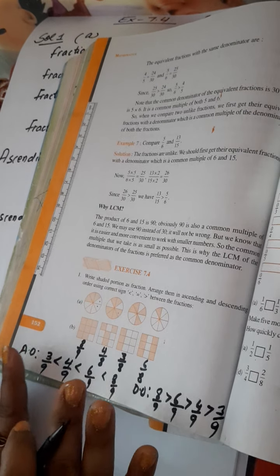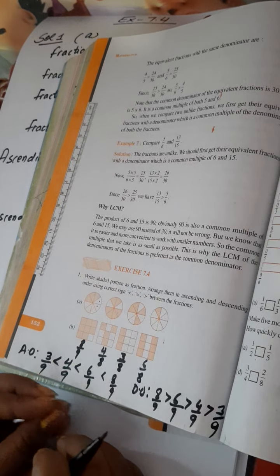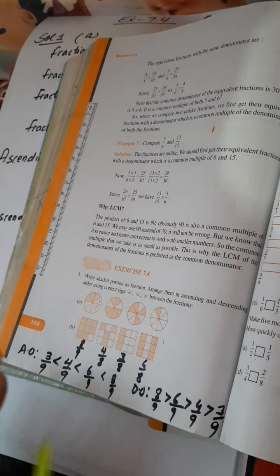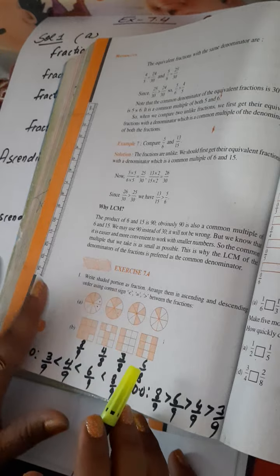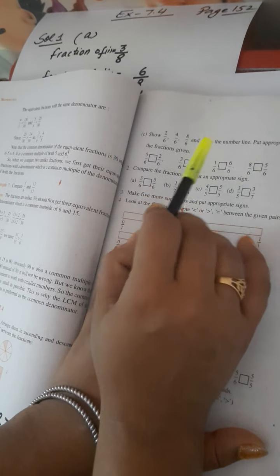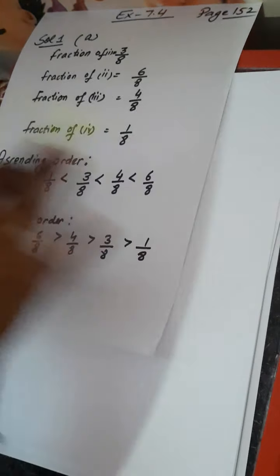So in this question you just write the fraction of each figure, and after writing the fractions you have to arrange them in ascending and descending order. So this is our A part and B part. Now next we have part C. Part C is to show 2 upon 6, 4 upon 6, 8 upon 6 and 6 upon 6 on the number line. We have to show the fractions on the number line as we did in exercise 7.3.